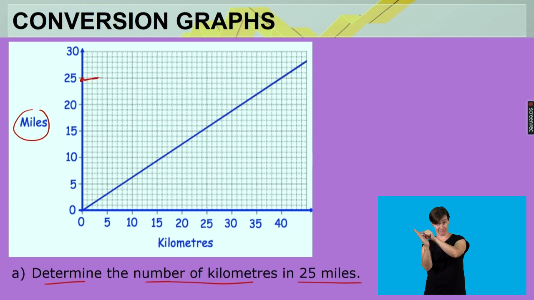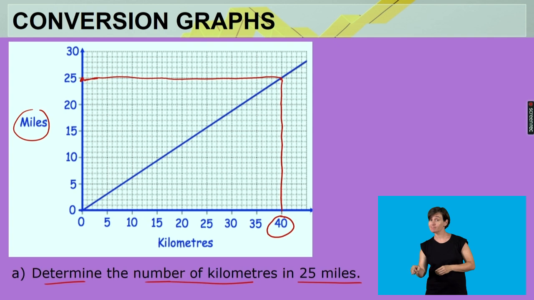So I'm all the way here. It intersects with this line. Now I'm going to move downwards, vertically. So first I moved horizontally, now I'm going to move down, all the way down. So in this case, I can conclude that 25 miles equals 40 kilometers. Guys, is that clear to all of you?